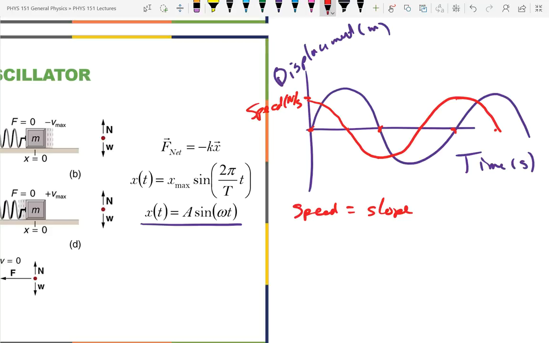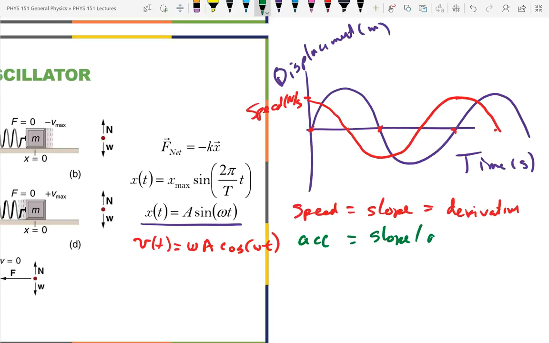Now, if we have calculus, we have the speed is equal to the slope is equal to the derivative of the displacement. And we get the equation that says the speed as a function of time is equal to omega times the amplitude times cosine of omega t. Now we could go through the same process. How do we find the acceleration from a graph of speed versus time? It's the slope again. Or with calculus, it's the derivative. So acceleration is equal to the slope slash or derivative of speed. So doing the same process, we find the acceleration as a function of time is equal to minus omega squared A sine of omega t.